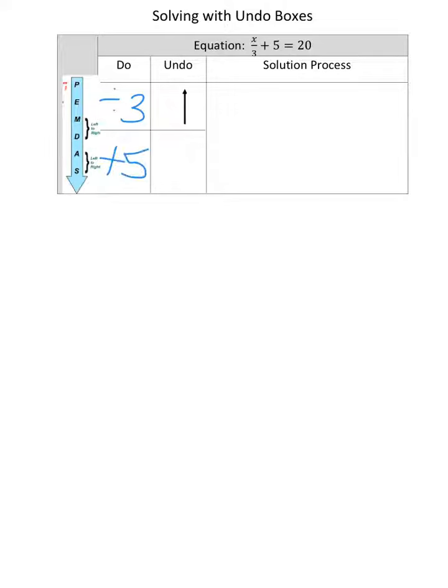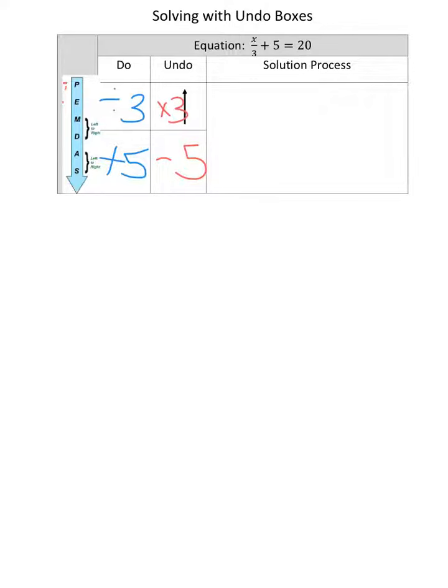When you undo an operation, you go up the chart with the opposite operations. So instead of adding 5, we're going to subtract 5. And instead of dividing by 3, we're going to multiply by 3.